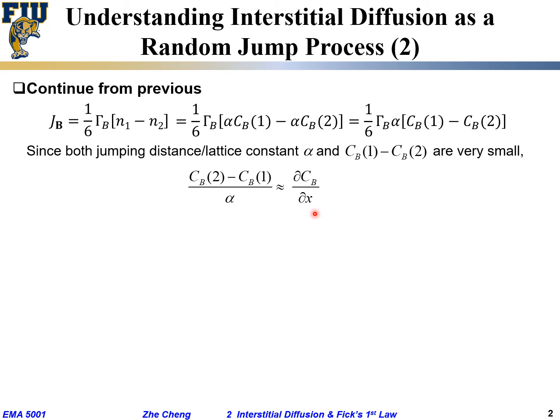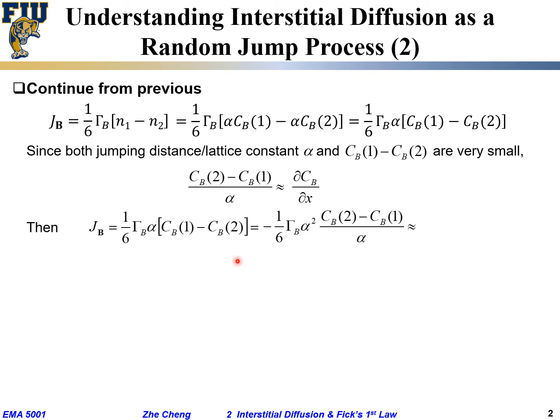Okay? And now let's look at our flux equation again. This is what we have. J is 1/6 gamma frequency, alpha jumping distance, C1 minus C2. It's the same equation we borrowed down. Now we do the mathematical manipulation. What did we do? We have alpha, now we have alpha square. Because we have alpha square, we have to put one alpha at the denominator. And because I have C1 minus C2, I rewrite it as C2 minus C1, so I need a minus sign here. Make sense?